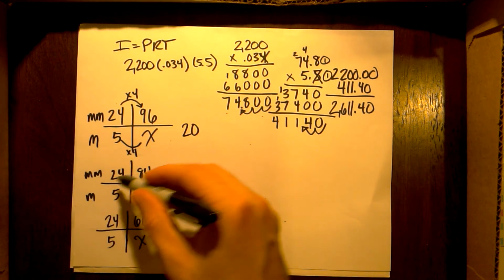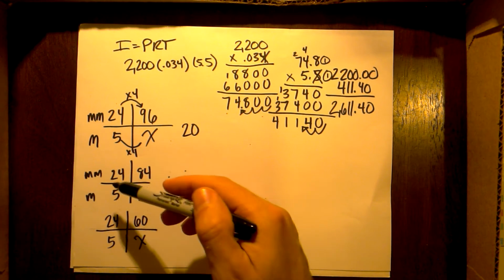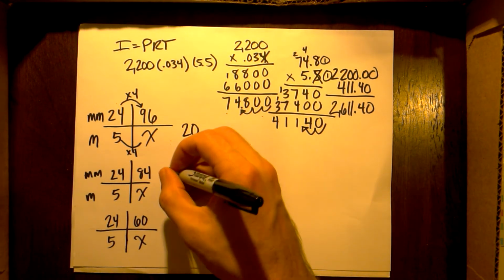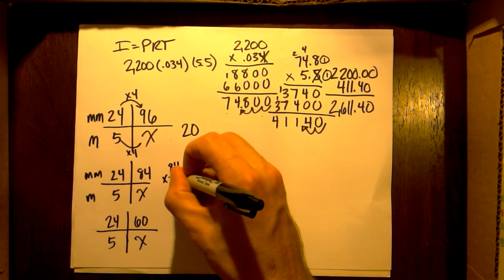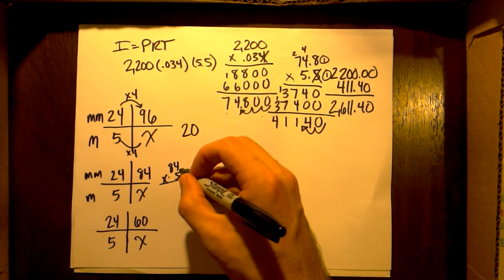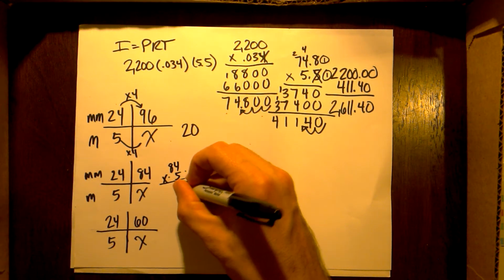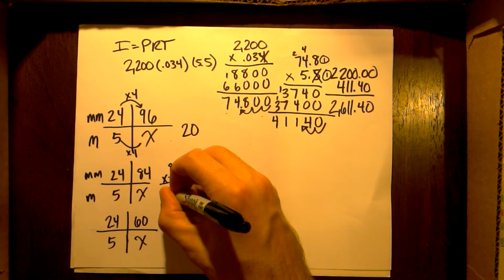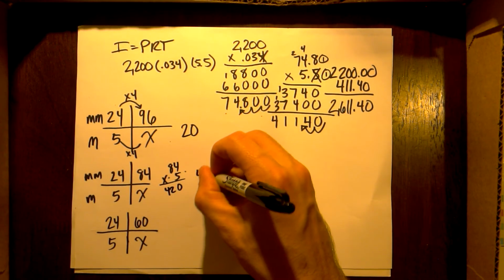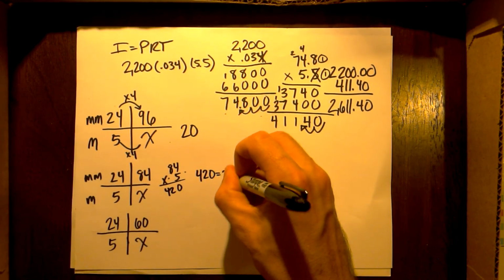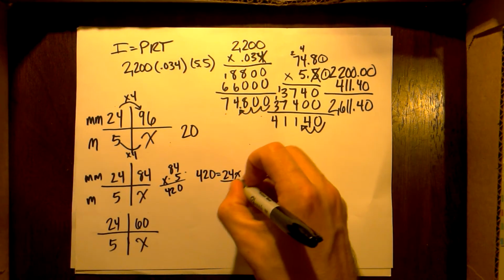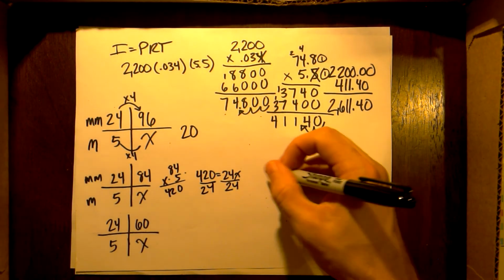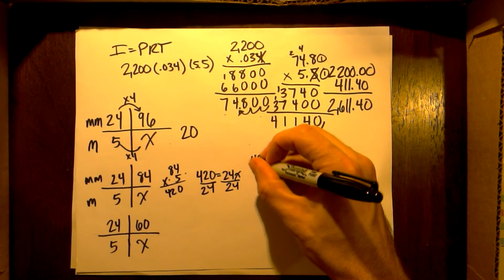Well, 24 times nothing equals 84. And 5 times nothing equals 24. So now we're stuck with cross multiplying. 84 times 5. 4 times 5 is 20. And 5 times 8 is 40 plus 2. So I got 420 equals 24x. Divide by 24. Divide by 24. We got 420.